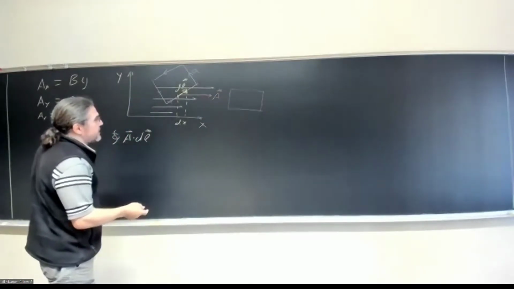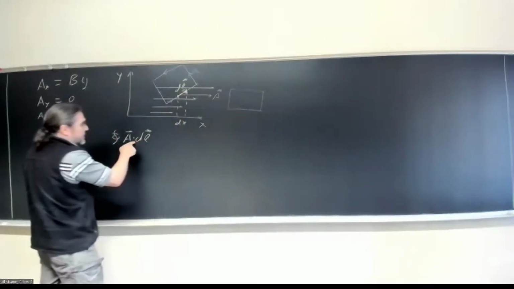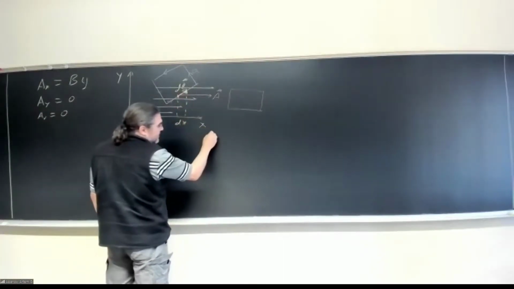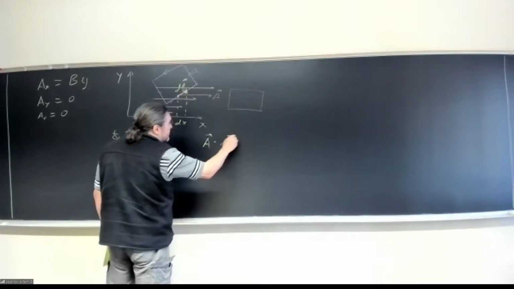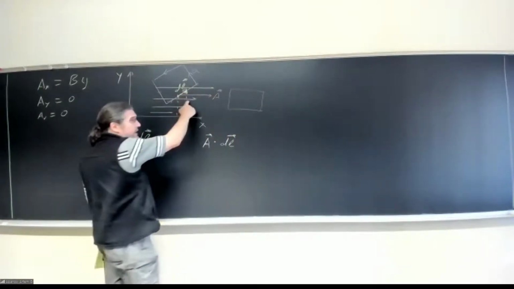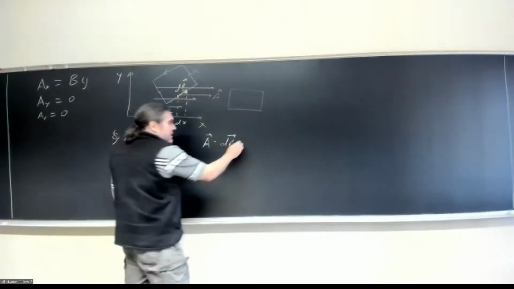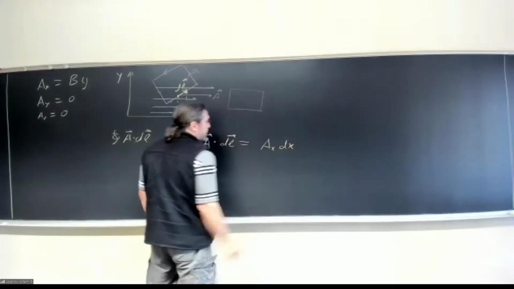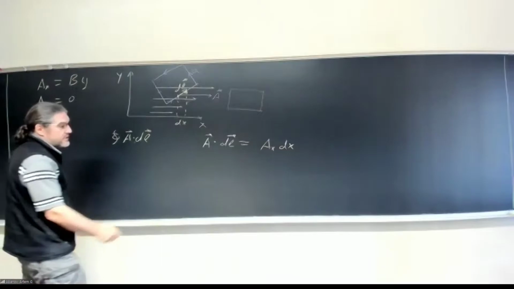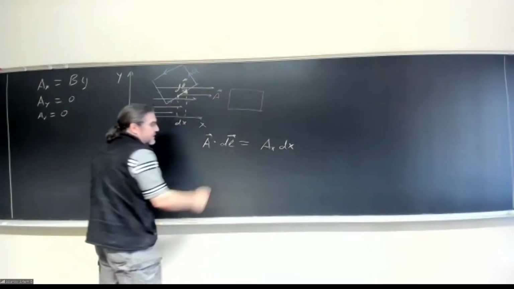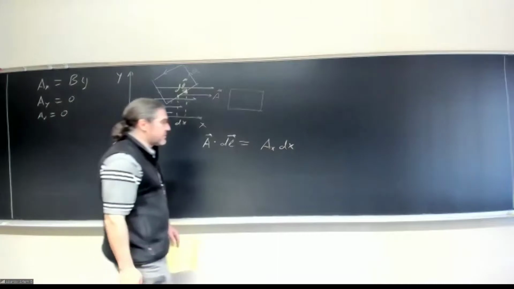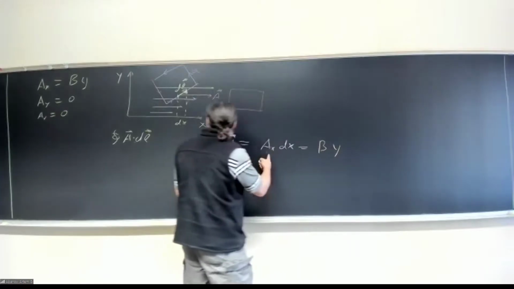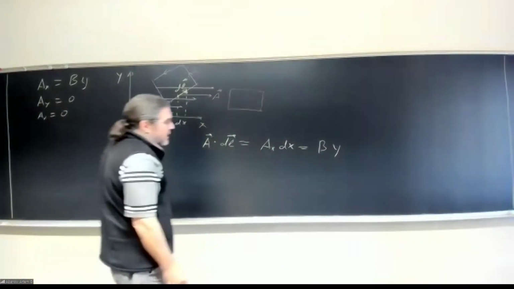Then what do I see here? I need to compute the dot product at this point between vector A and vector dl. Because A has only x component, this equals Ax times dx. This dx is the x component of the vector dl. Now Ax equals b y, according to the statement of the problem, times dx.